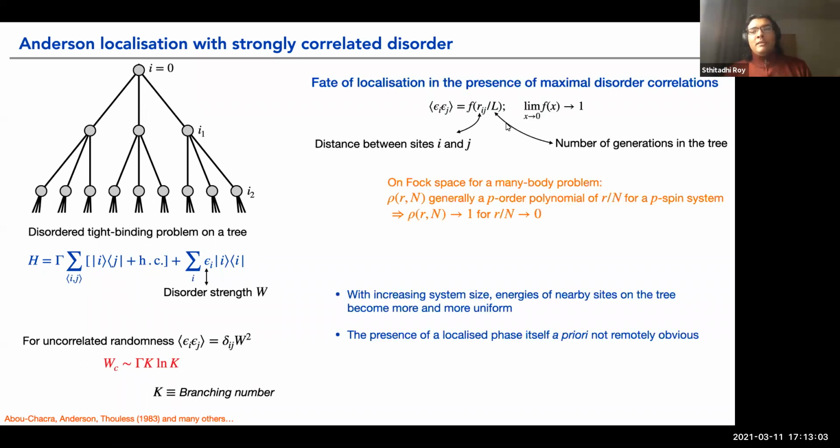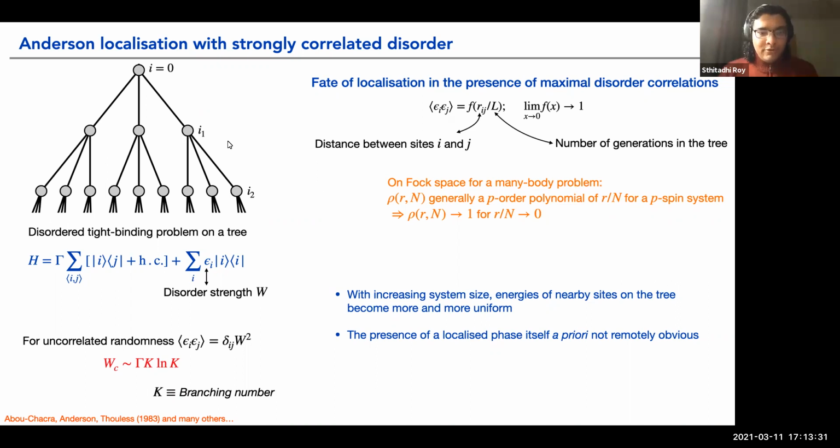What we will do is impose disorder correlations of a form which goes as a function f of the distance on the tree between two sites i and j over L, where L is the number of generations in the tree. This is basically trying to mimic the fact that on the Fock space you have a polynomial of R over N for the p-spin system. But the point is that it's a function of R over N.